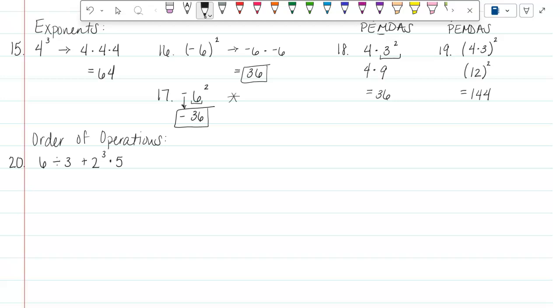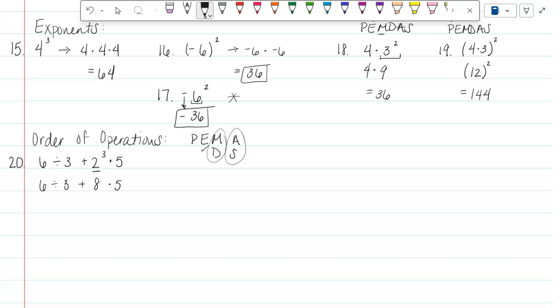Okay, so we've got parentheses, exponents, and then it's multiply, divide, and then it's add, subtract. For multiply and divide, it's whichever one comes first, and for add and subtract, it's again whatever one comes first. So looking through this, there's no parentheses. There is an exponent. So I'm going to write down everything again. You've got 6 divided by 3 plus 2 cubed, 2 times 2 times 2, 8, and then times 5.